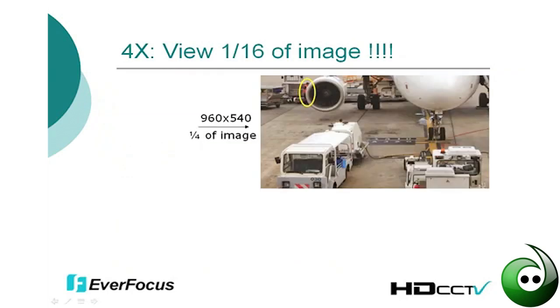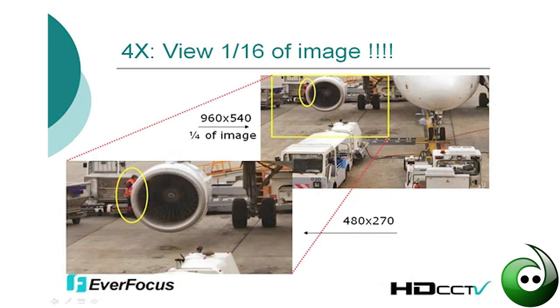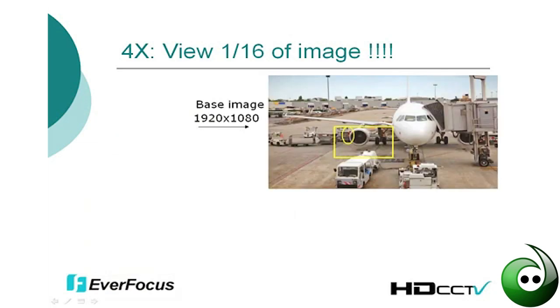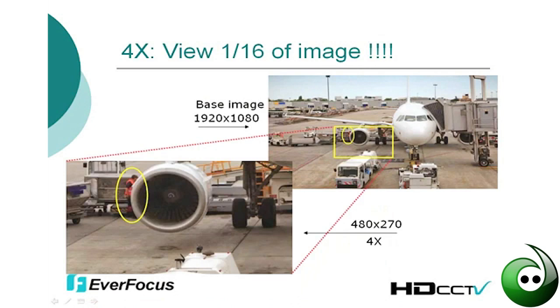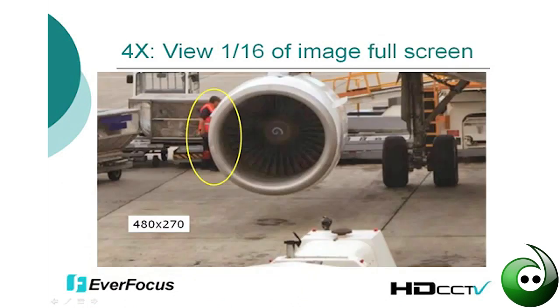At 4x zoom, since this is geometric, we are viewing only 1/16 of the image. So if we start with our 2x zoom image, 960 by 540, take just 1/4 of that image, blow that up to examine it, we're now down to 480 by 270 pixels. Taking the base image, looking at just this tiny area, blowing that tiny area up full screen, and this is our 4x zoom image starting from a 1080 HD image.